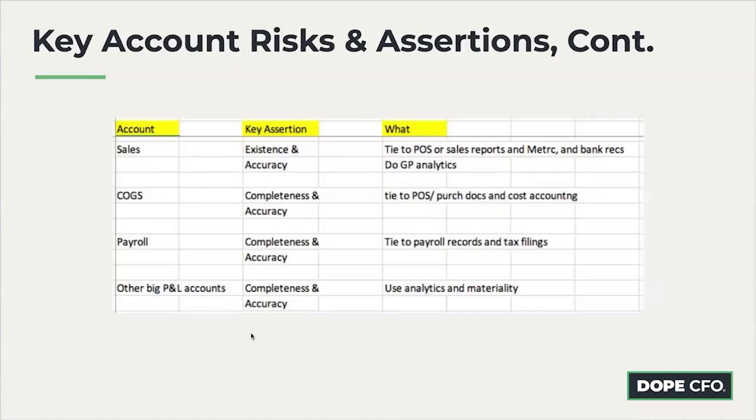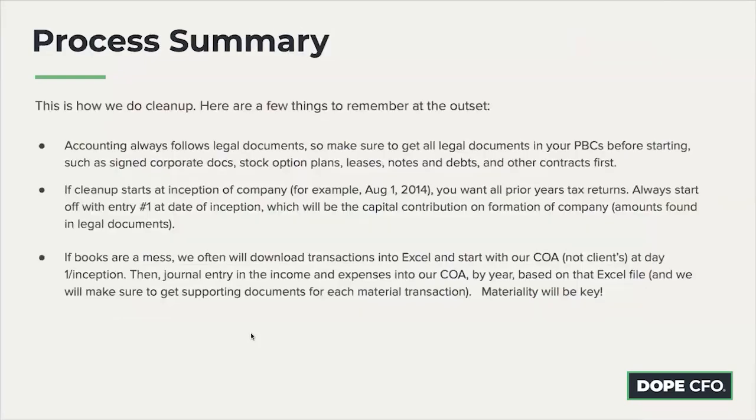Once we get to the P&L, we're also going to check existence, accuracy, completeness, and we're going to do tie outs. This is where we'll get into things like POS systems for sales and cost of goods sold, payroll reports for payroll. Again, go to the best source. If it's payroll, I want to see, are they using Gusto? Let's get the reports, make sure things are tied out correctly.